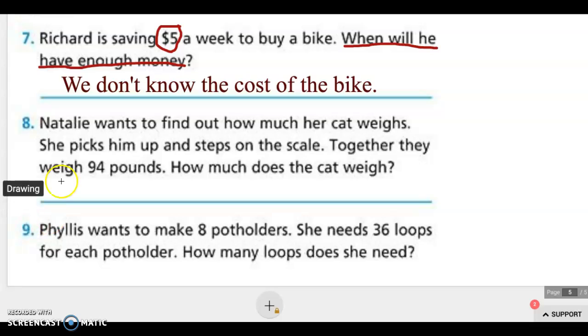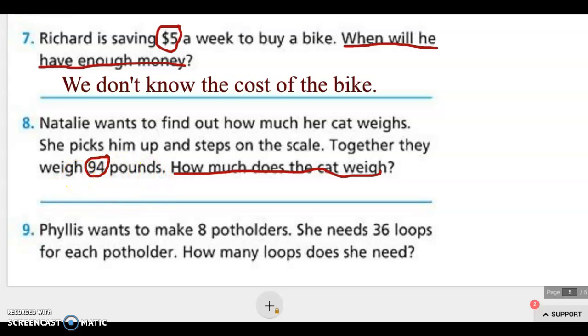Natalie wants to find out how much her cat weighs. She picks him up and steps on the scale. Together, they weigh 94 pounds. How much does the cat weigh? This is a good strategy for Natalie to figure out what her cat weighs. If she knows together they weigh 94 pounds, if she is able to subtract her weight, she would get the weight of the cat. However, we don't know how much Natalie weighs. So again, I would write that and record that.